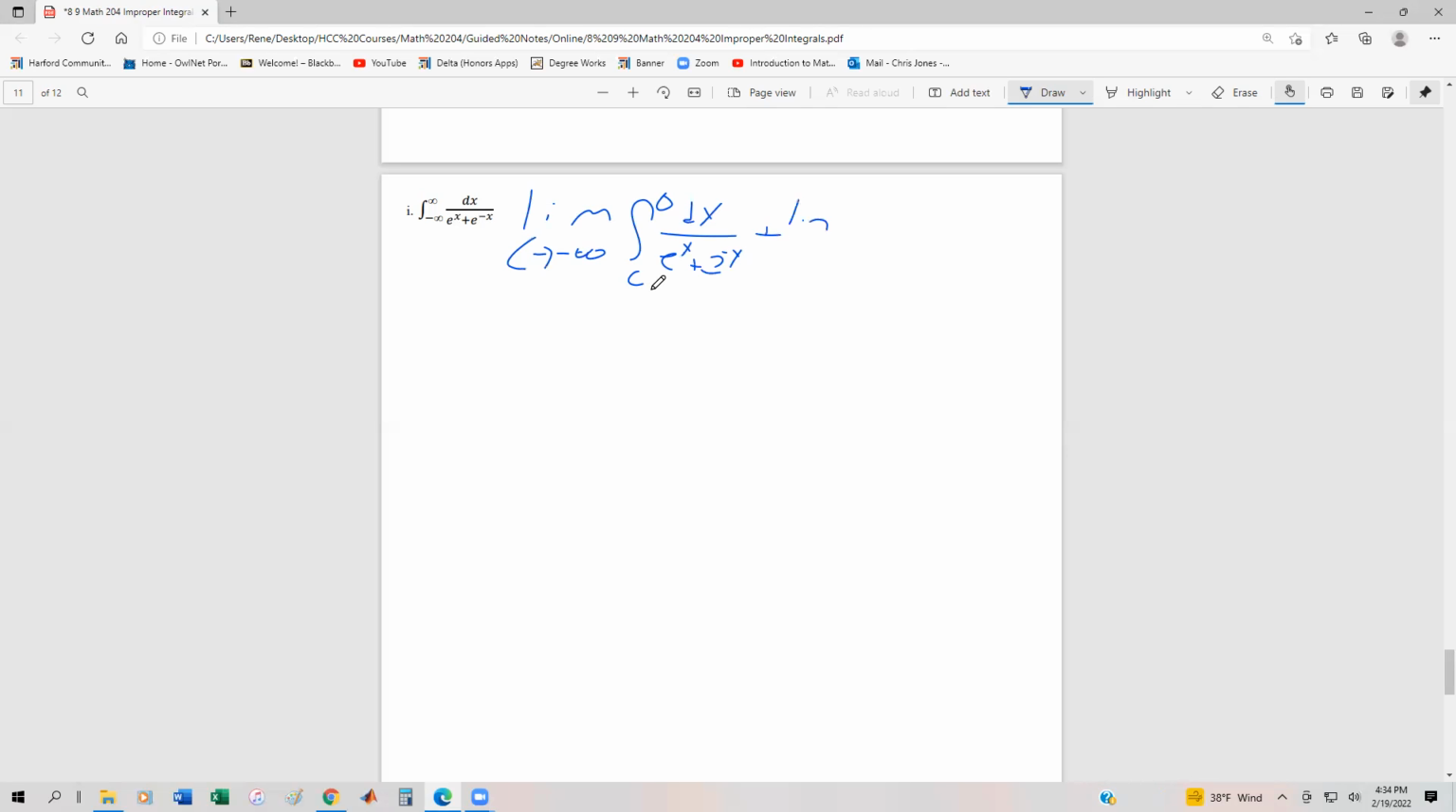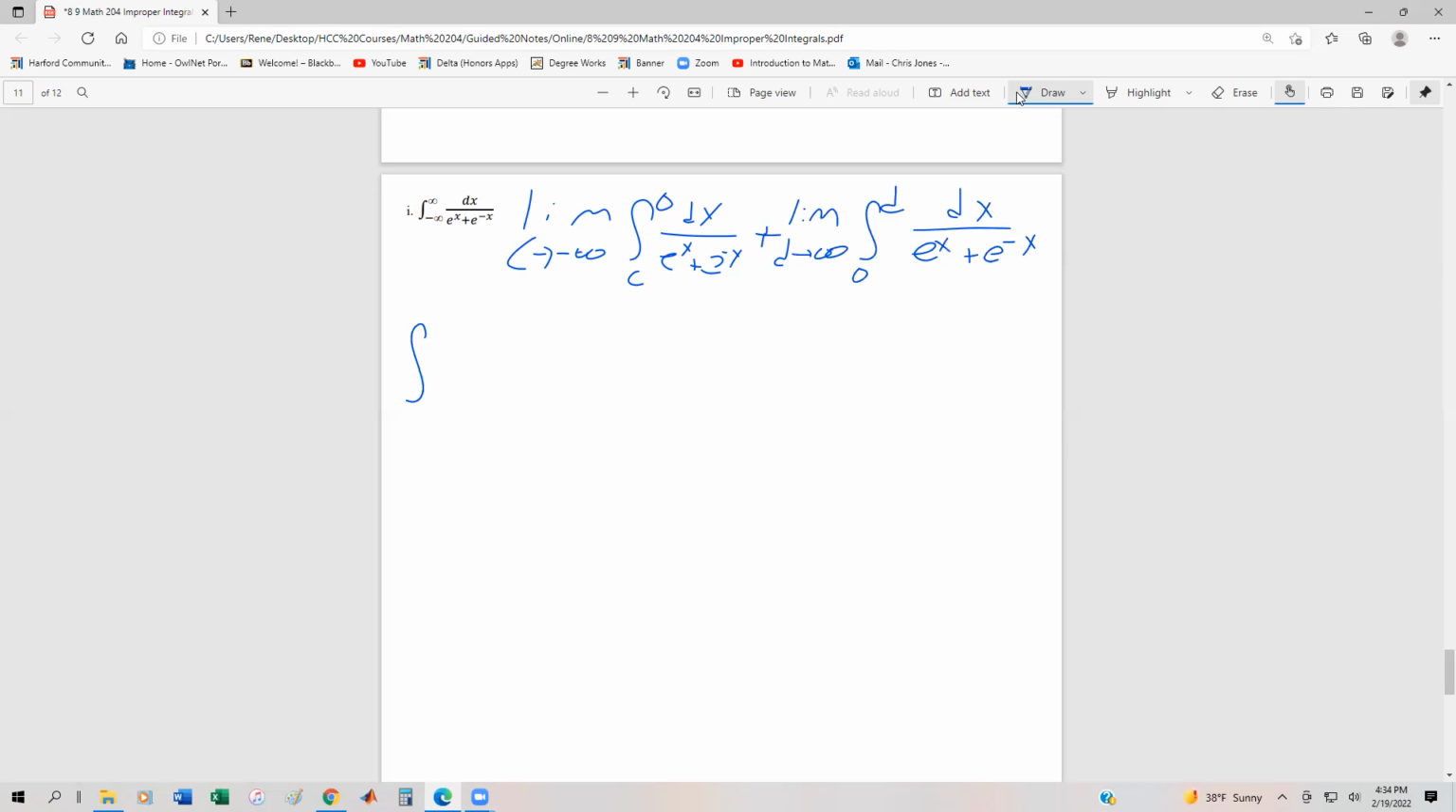Of dx over e to the x plus e to the minus x. Plus the limit, and I'm going to use d, as d approaches infinity, of the integral from 0 to d of the exact same thing, dx over e to the x plus e to the minus x. Now let's just worry about the integral by itself, and then we'll come back and do all the limit and all that good stuff.